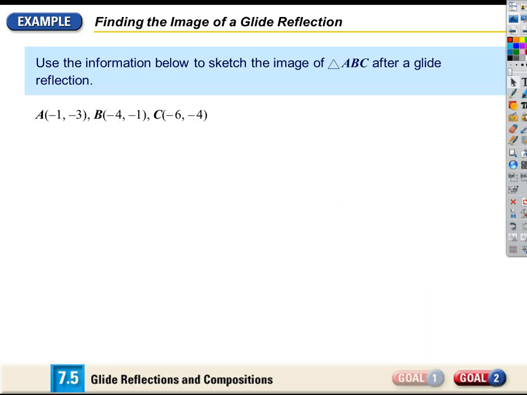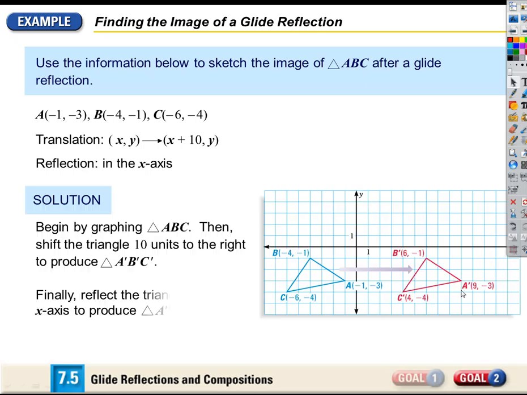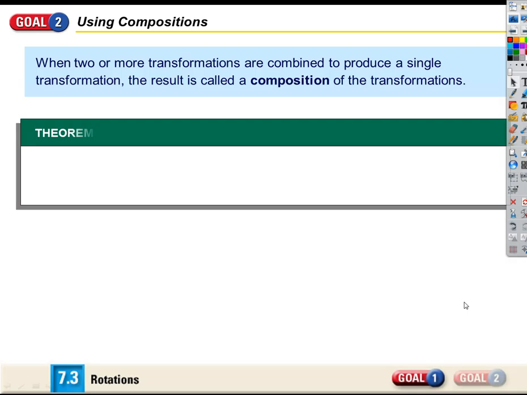I think we don't need to do this one. I think all this is showing us that the order changes, yeah, okay. If we do 2 or more transformations together, anything in math, if we combine stuff, we call it a composition, right? Because it's composed of more than one thing.